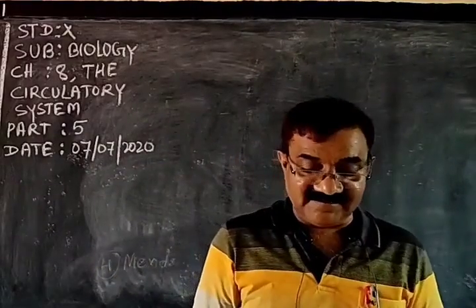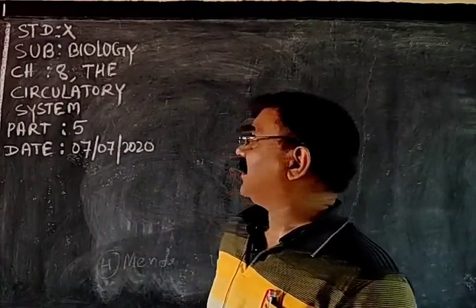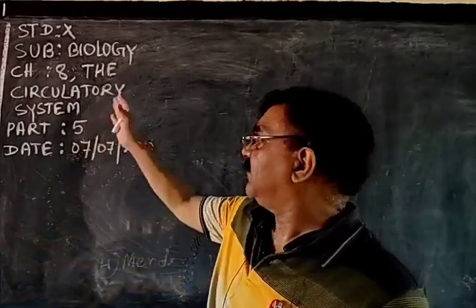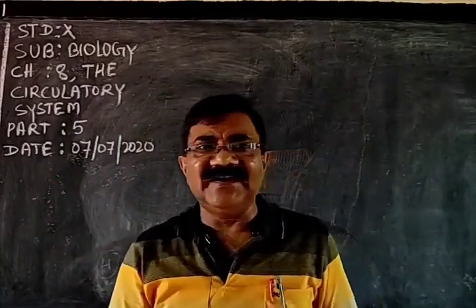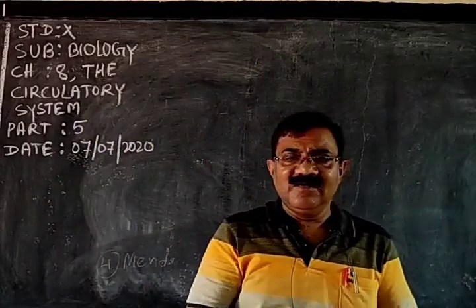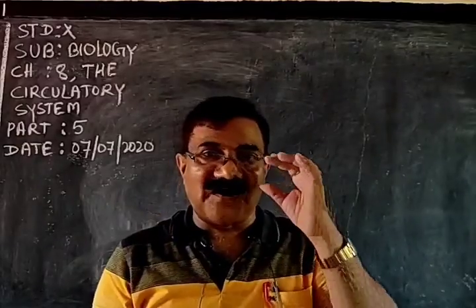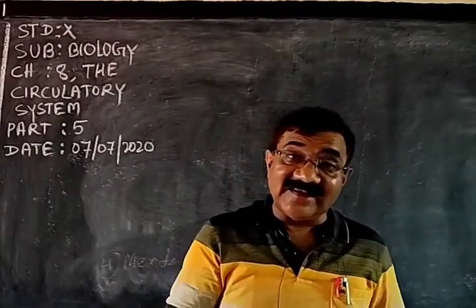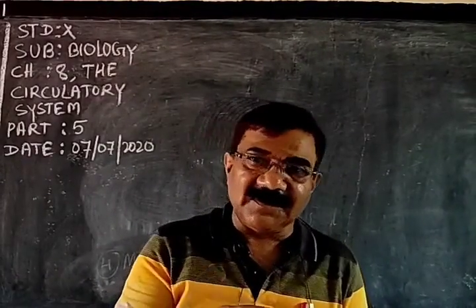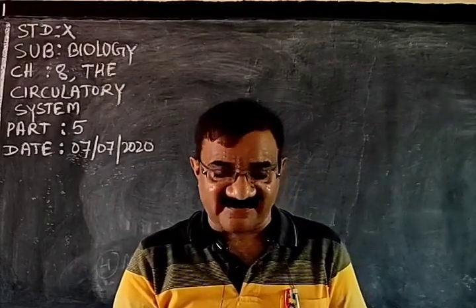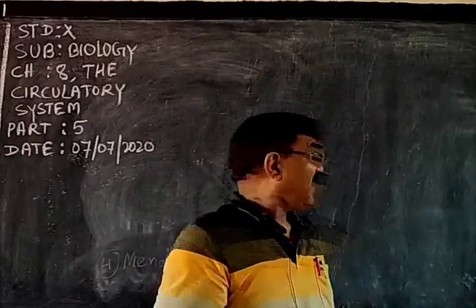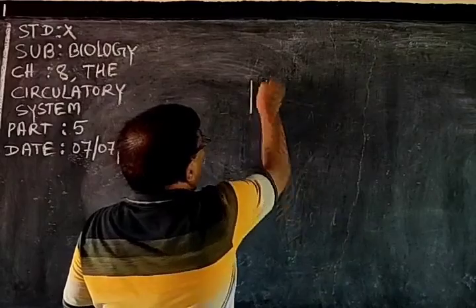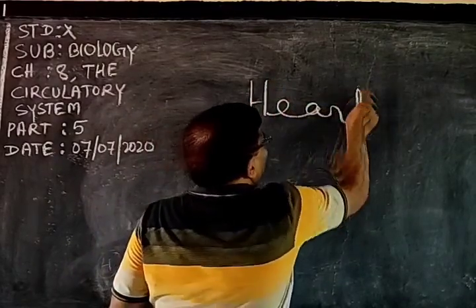Hello, Standard 10. Going to teach biology, chapter 8, the circulatory system, and it is part 5. We have already discussed 4 parts, in which we have discussed in detail about the blood group and the RH factor. Today, we are going to discuss in detail about the human heart.